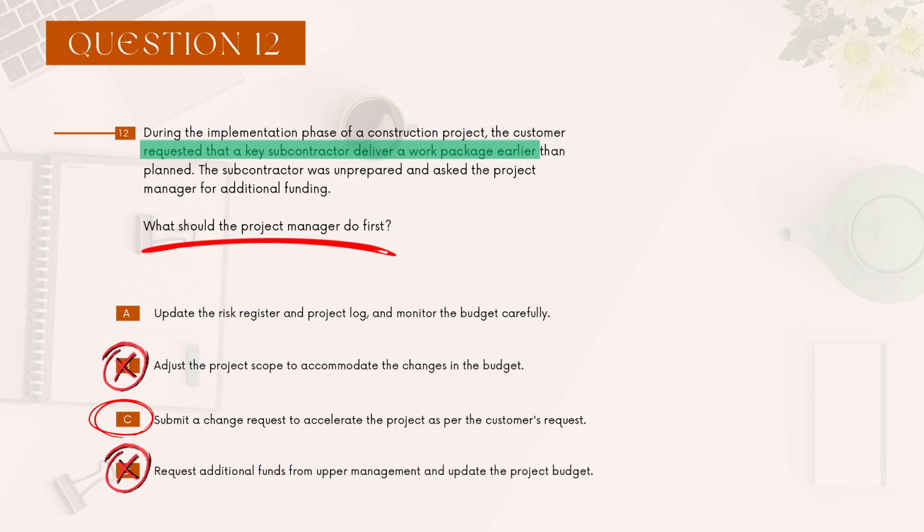If the change request chooses a side, you never want to pick that. What's the purpose of a change request? The purpose of a change request is to look at a change and then decide whether we will reject or accept that change. So C is basically saying, submit a change request, but no matter what, we're still going to accept the change and accelerate the project as per the customer's request. Eliminate that. Very important, very powerful hack. I'm going to go with A, update the risk register and project log and monitor the budget carefully.